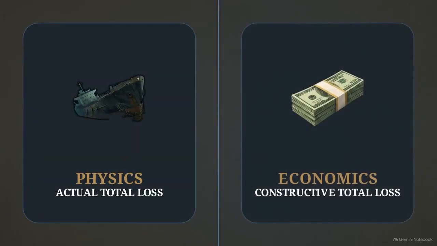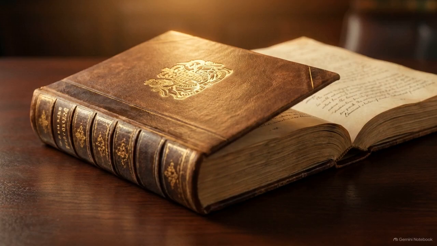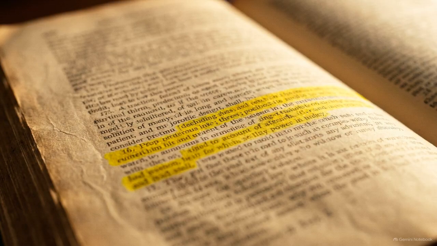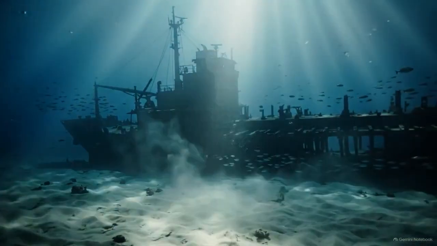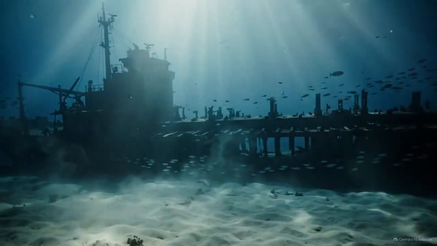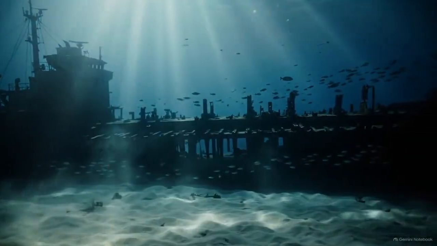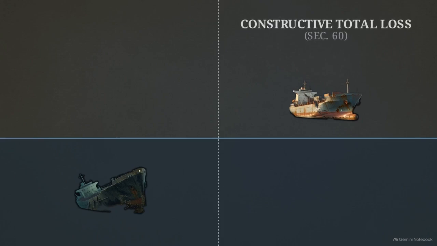To understand how that happens, we have to look at how maritime law separates physics from economics. The rulebook that makes this paradox possible is the Marine Insurance Act of 1963. Under Section 57, the law recognizes what it calls an actual total loss. This is the traditional disaster scenario. The ship is completely destroyed, reduced to ash, or resting irretrievably at the bottom of the ocean. But Section 60 defines an alternative, the constructive total loss.